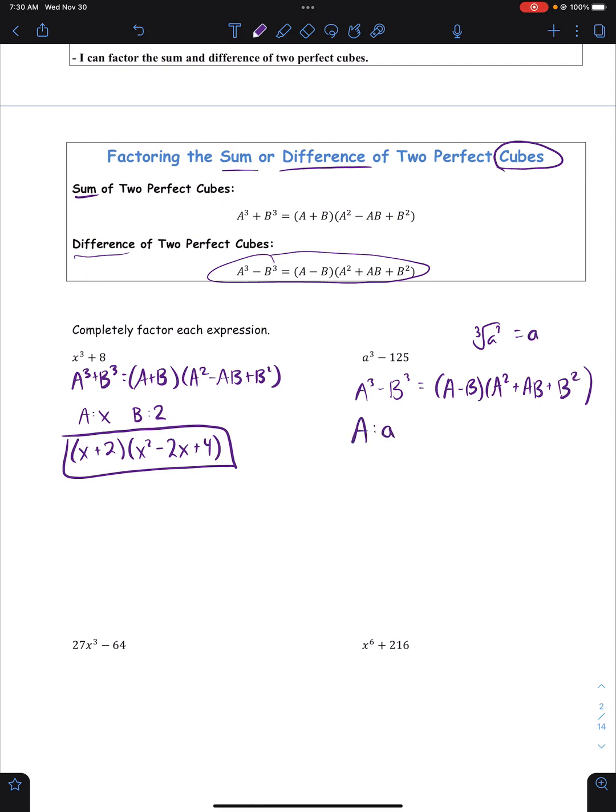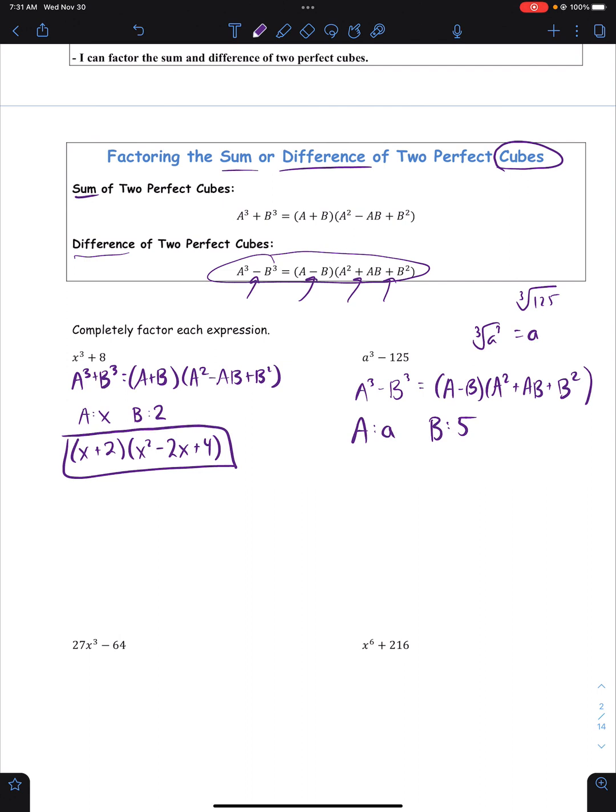And then you do the same thing, cube root of 125. You don't do negative 125. I know a lot of students think they do. You just do 125. We deal with the signs inside of the actual factoring. So you just do the cube root of 125, and that would be 5.